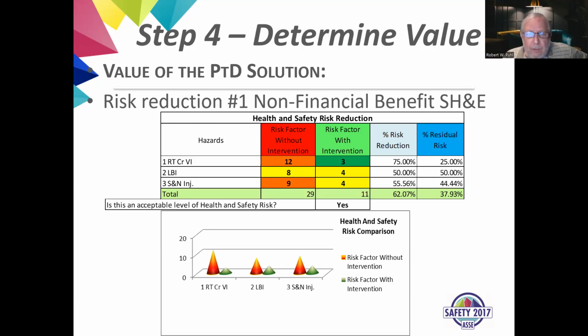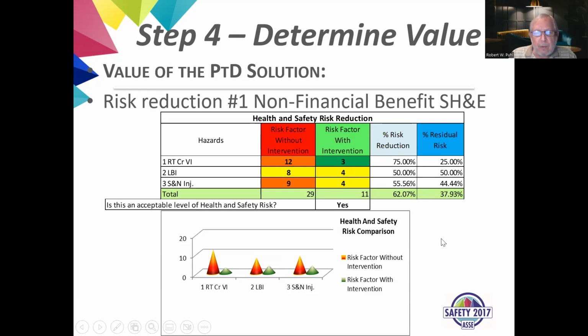So here we go. Risk factor without intervention, health and safety risk factor with intervention. And here we go. Then I got the math right here. This is a 75% reduction. That's a 50% reduction. And that's a 55.56% reduction. And then there is residual risk, of course, which is this minus 100. These two equal 100. Your risk, 62, is reduced, and you still have some residual risk. And that's your risk factor here with intervention. And that's just a chart of the numbers here for that.